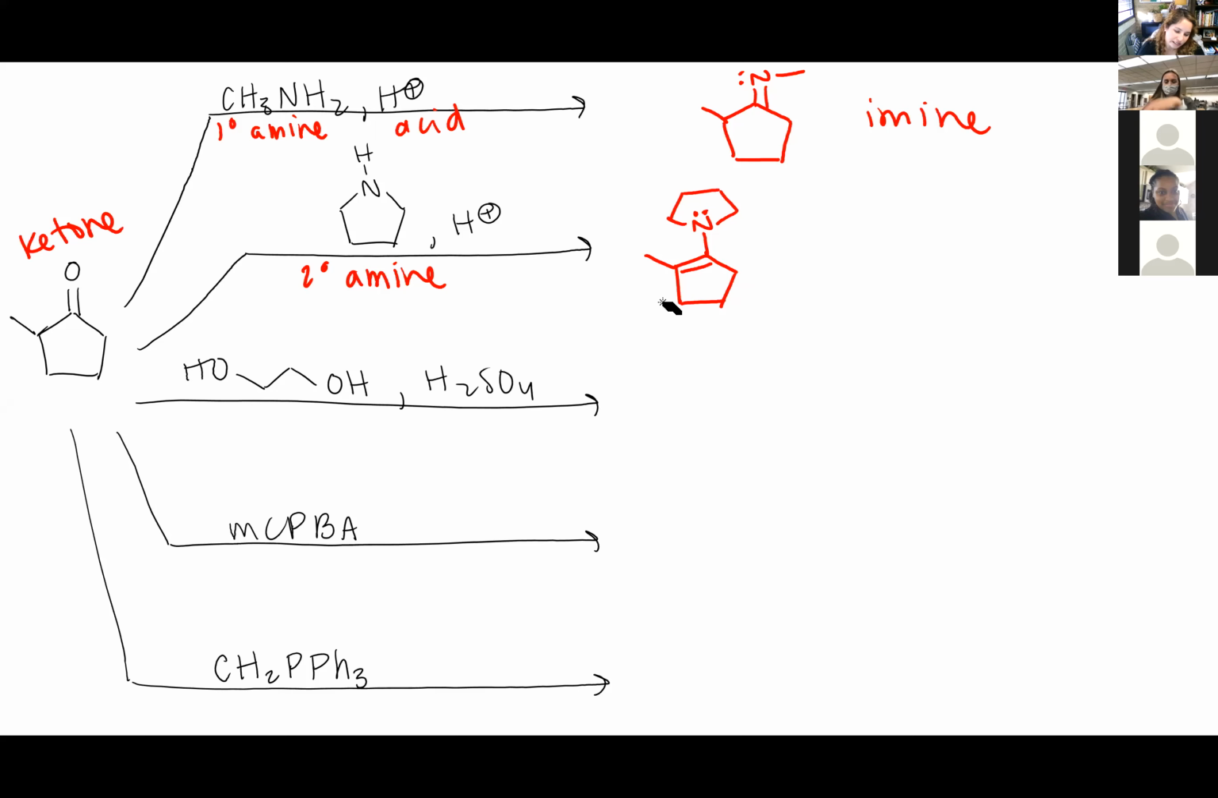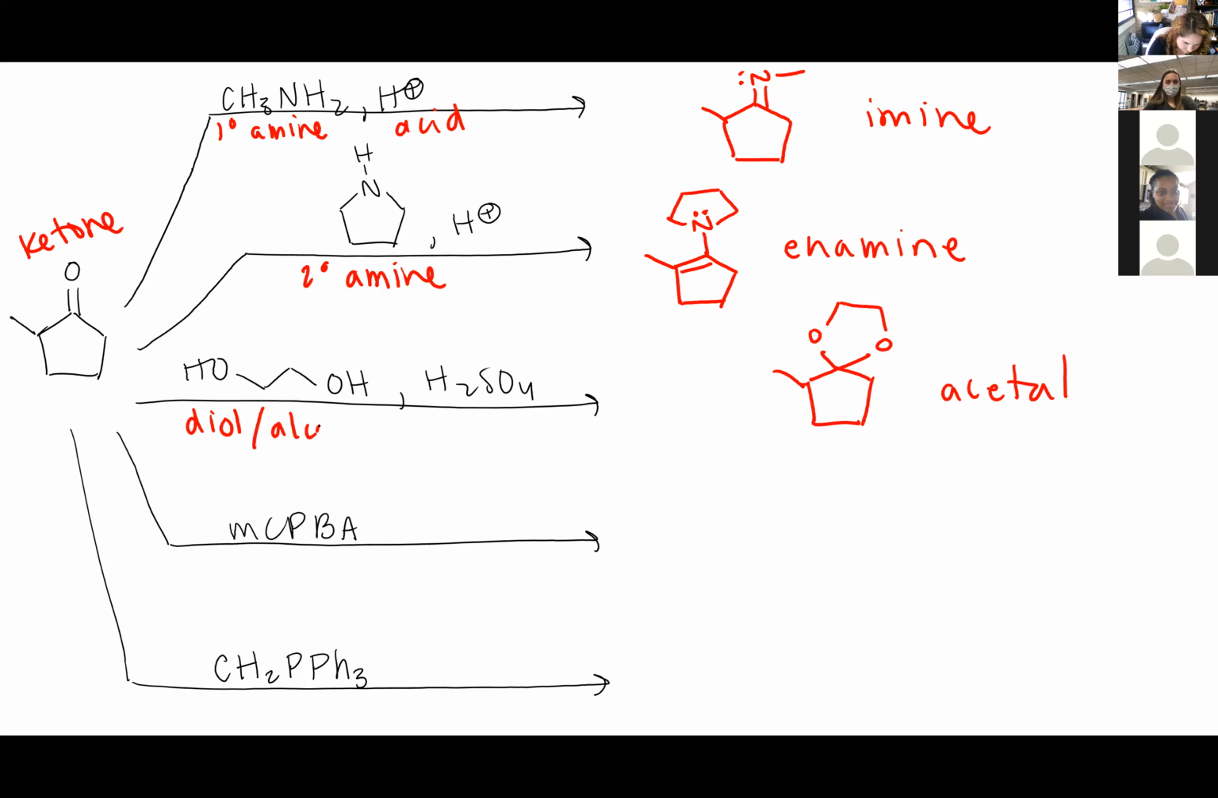Okay. Next, we have a ketone. We have a diol. So this is ethylene glycol. And we have acid. What functional group are we going to make? Acetal. A cyclic acetal? Right. So we're going to make an acetal, and it's going to be cyclic. Perfect. I'm going to keep writing out some functional groups here.